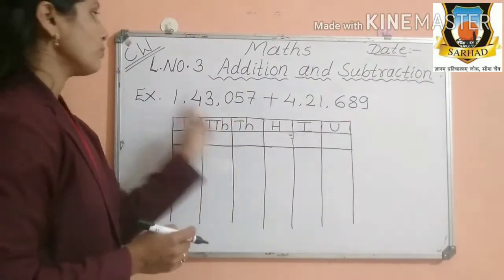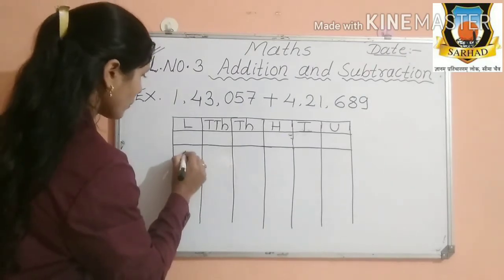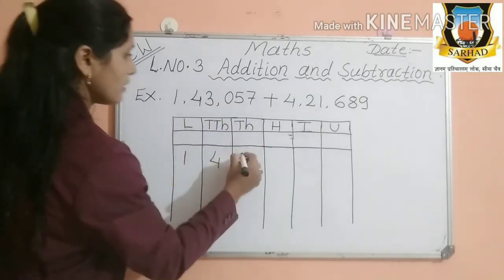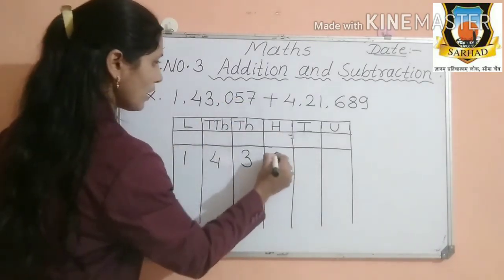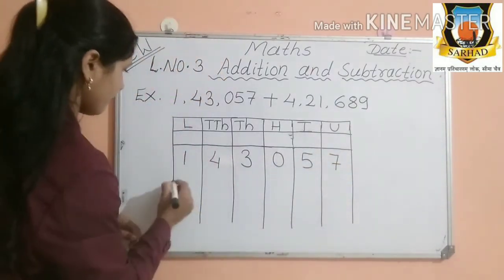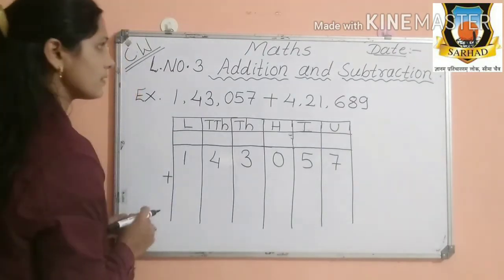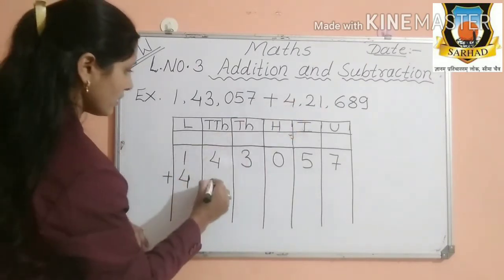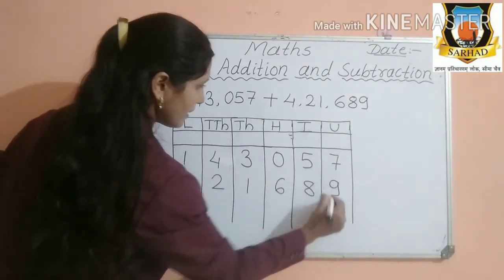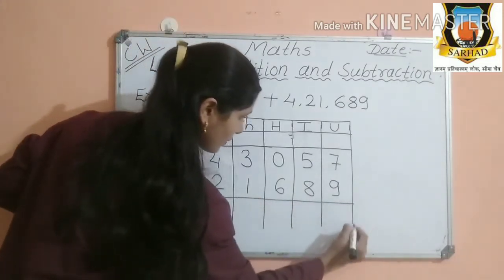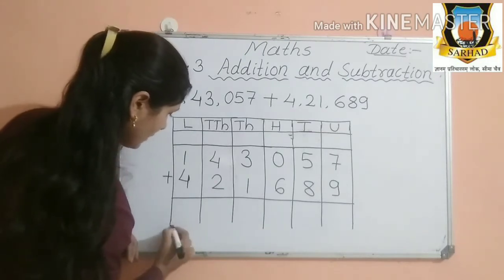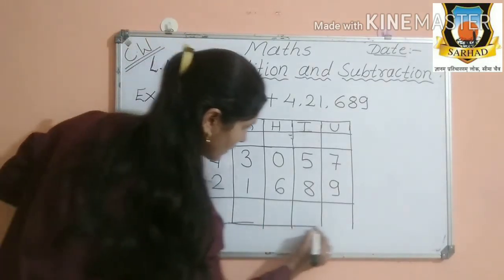Then write down the first number, that is 1,410,000, 3,000, 0, 100, 5 tens, and 7 units, plus 4,21,689. Okay, now we have to do this addition here of 6 digit number.